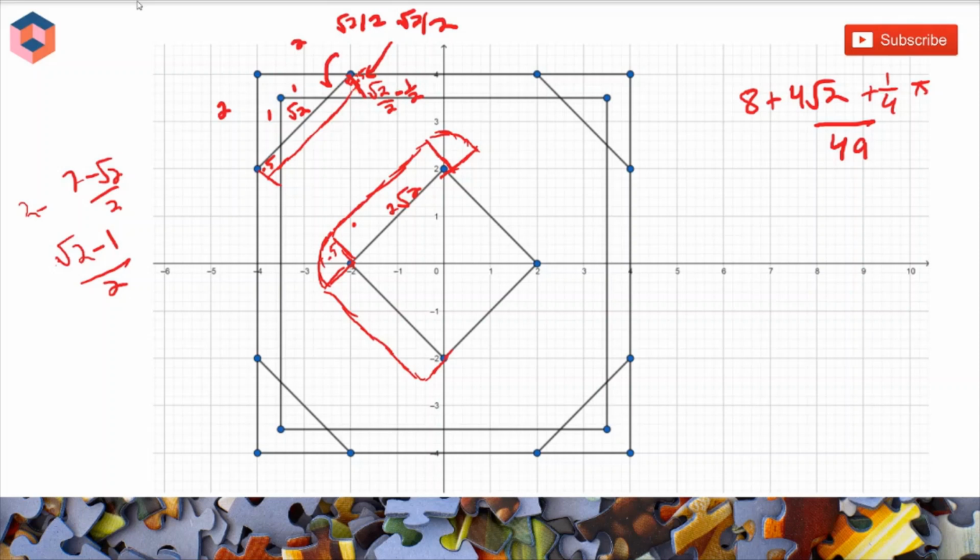So what we have is this part right here. That part right there is once again root 2 over 2 minus 1/2. And it's a 45, 90, 45 triangle. So to find this part right here, we multiply this expression times root 2, which would give us 1 minus root 2 over 2, or 2 minus root 2 over 2. So that's the length of that.